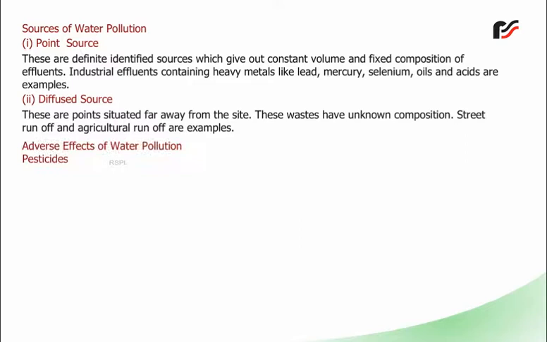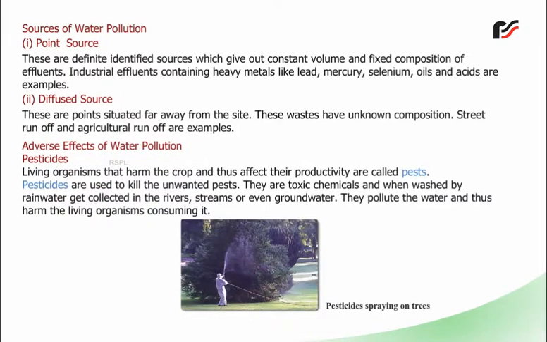Adverse effects of water pollution. Pesticides. Living organisms that harm the crop and thus affect their productivity are called pests. Pesticides are used to kill unwanted pests. They are toxic chemicals and when washed by rainwater get collected in the rivers, streams or even groundwater. They pollute the water and thus harm the living organisms consuming it.